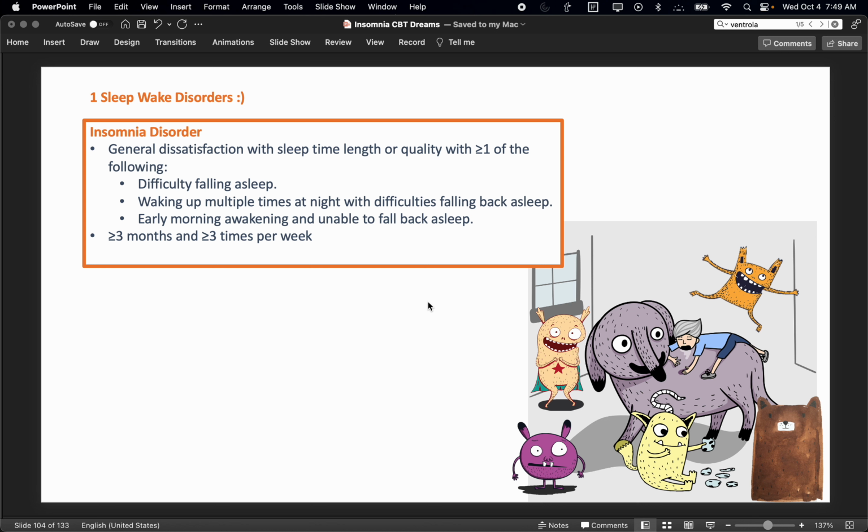And they either have difficulty falling asleep, so sleep onset insomnia. They're waking up multiple times at night with difficulties falling back asleep. So it's sleep maintenance insomnia is what sleep specialists often refer to it as. And then early morning awakening and unable to fall back asleep. So it's the classic depression statement is one of the options. So to be an insomnia disorder, it should be for 3 months and at least 3 times a week.